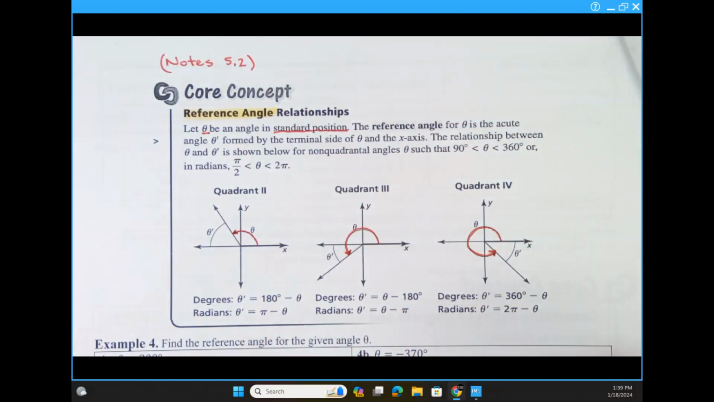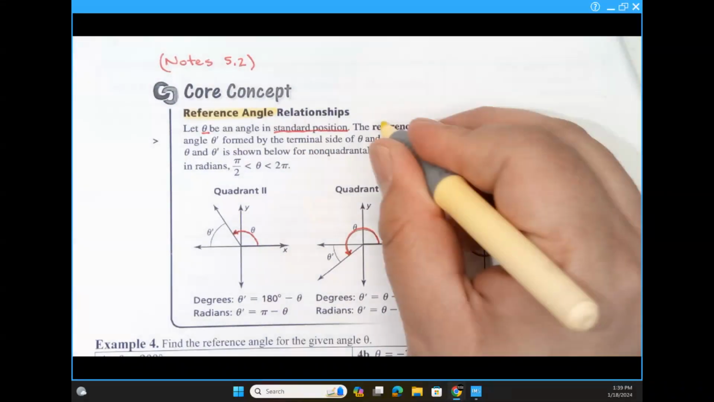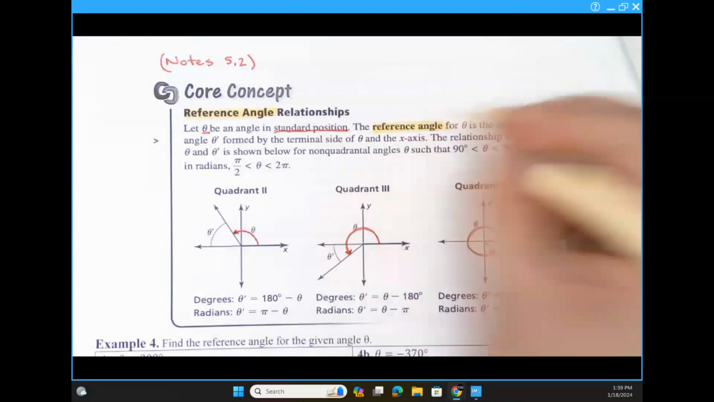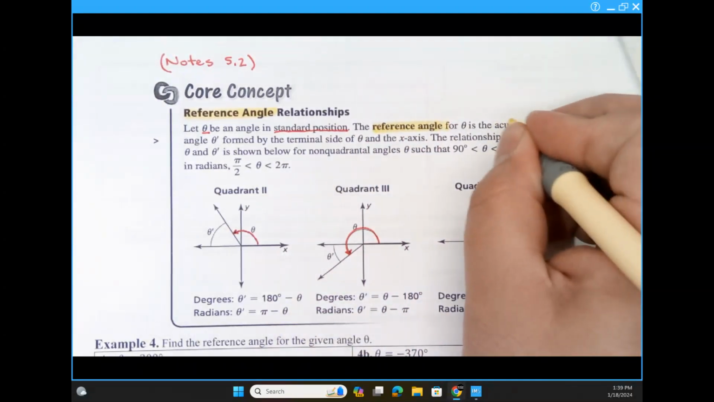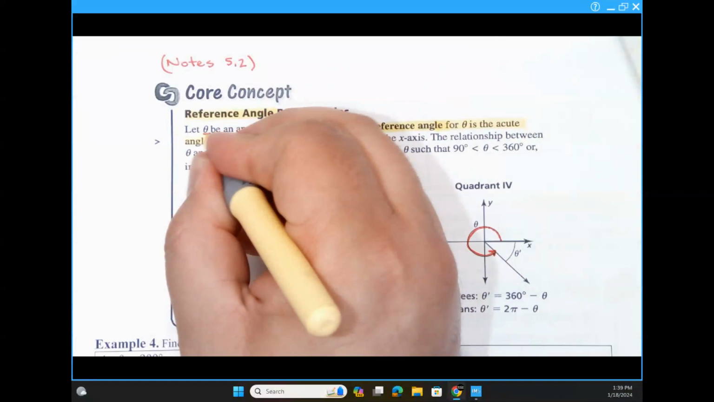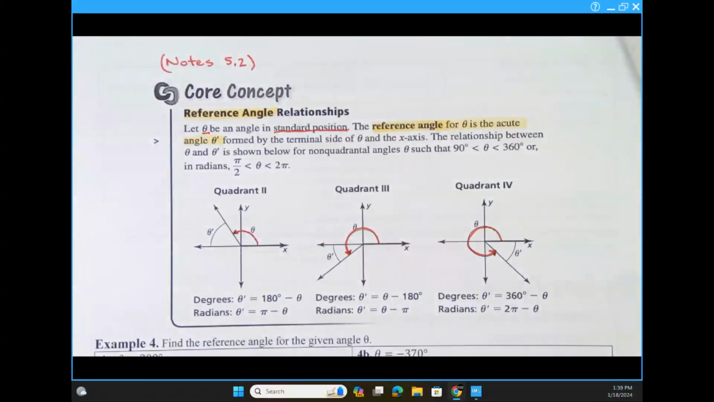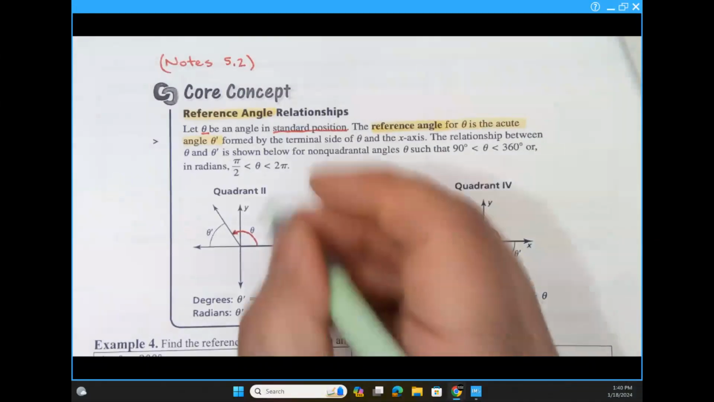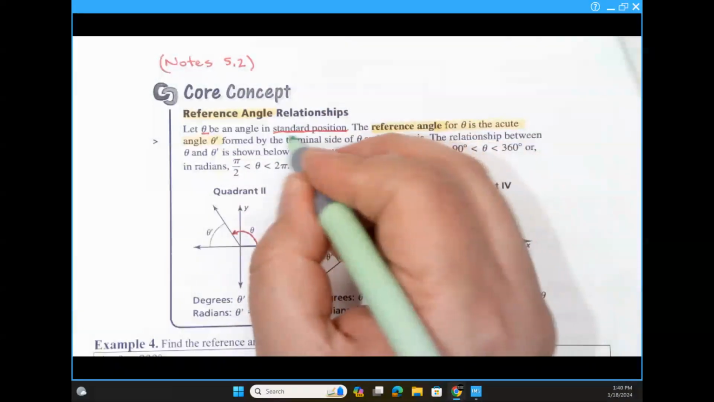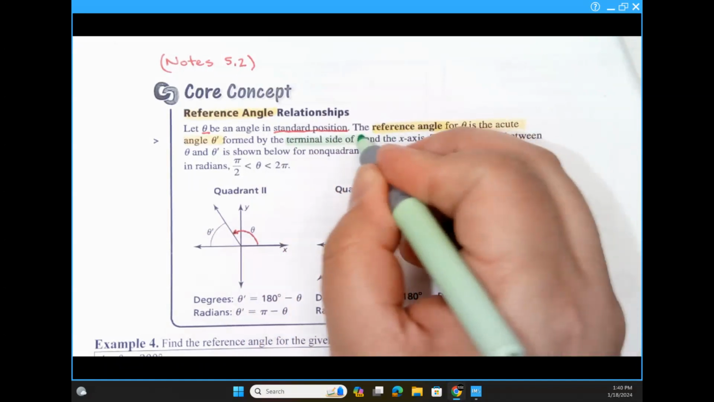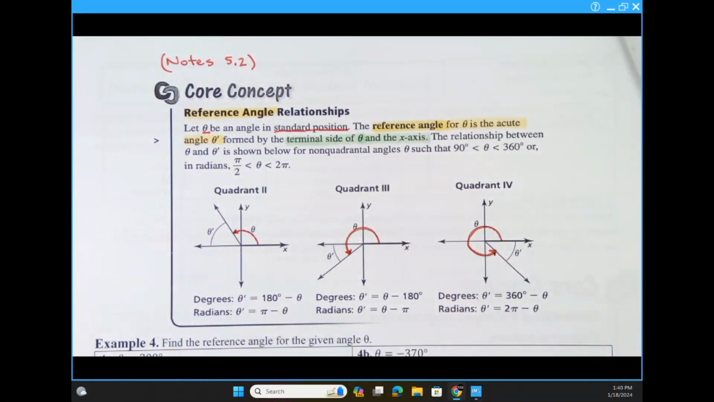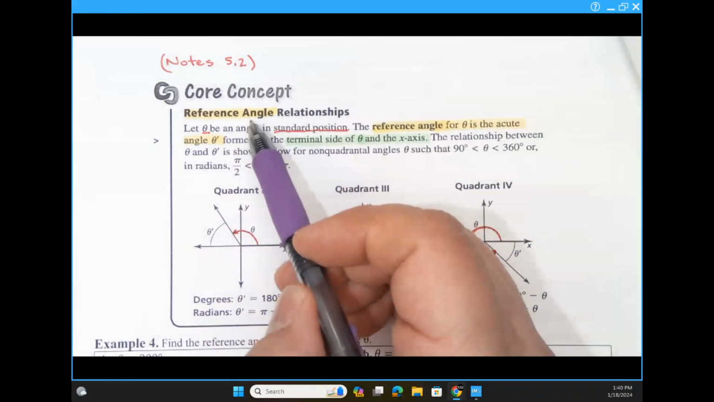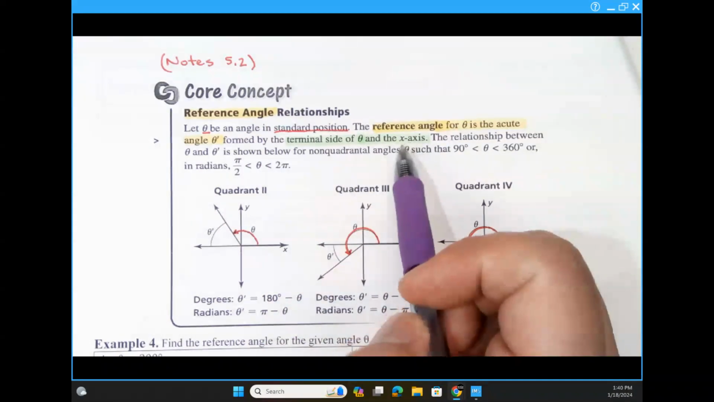Now, the reference angle for theta. We're learning that a reference angle is an acute angle that they want me to call theta prime. And most importantly, look at that note right here. It's formed by the terminal side of theta and the x-axis. Notice it doesn't mention the y-axis at all. The y-axis is something that we don't really care about too much for today. When we're talking about a reference angle, our concern will always be the x-axis.